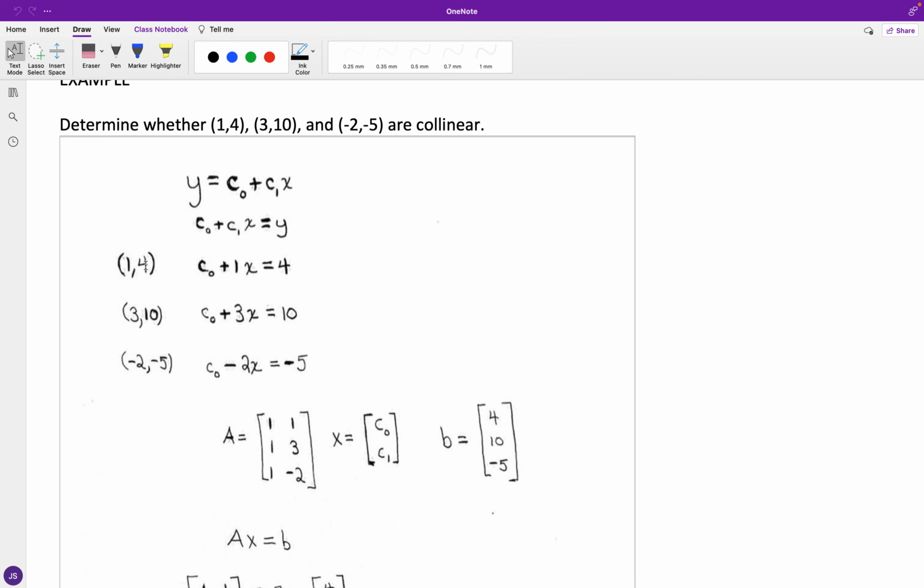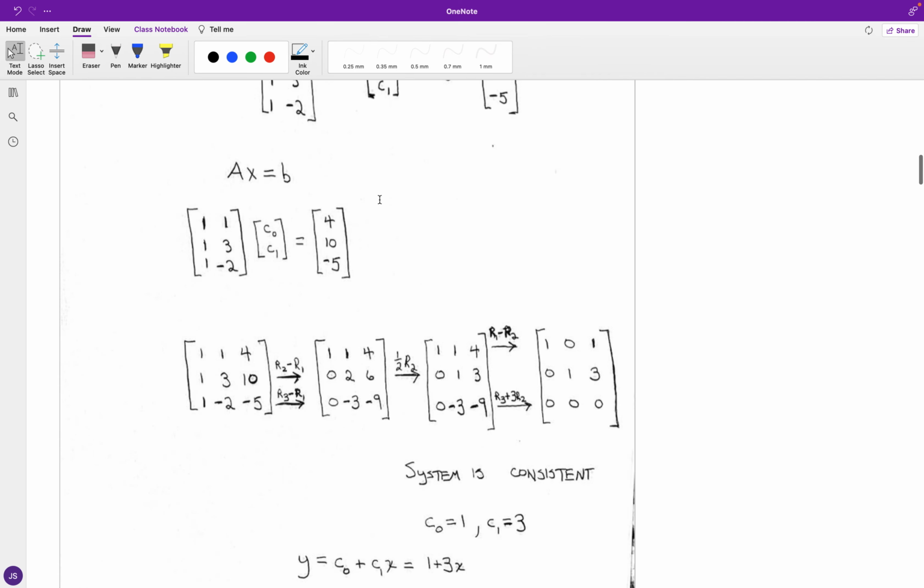So for y equals 1 plus 3x, y is at 4 when 1 plus 3 times 1 is 4. For 10, 1 plus 3 times 3 is 10. And for negative 5, you have 1 plus 3 times negative 2, which would be 1 minus 6, and that becomes negative 5.